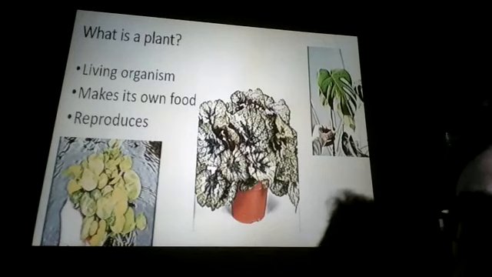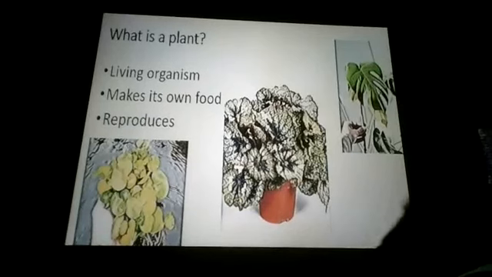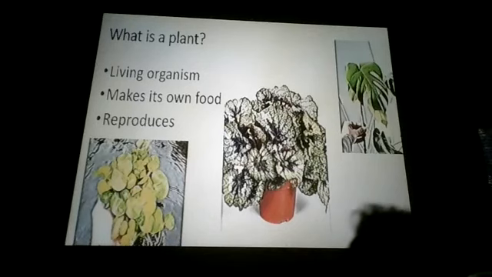So, what is a plant? The characteristics of a plant is that it's a living organism. It makes its own food because it has chlorophyll, and it reproduces. Those are characteristics of a living plant.